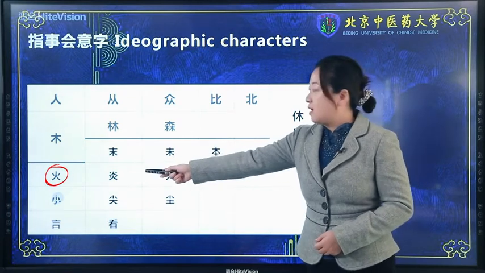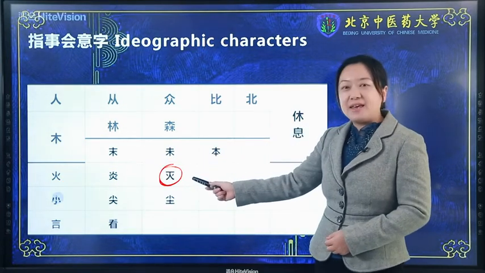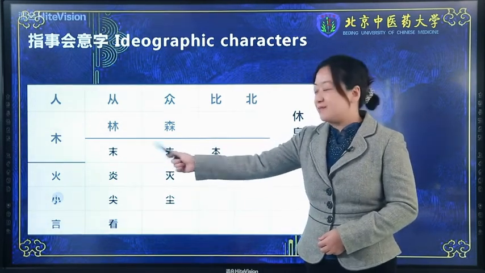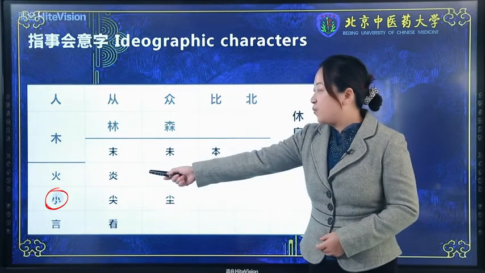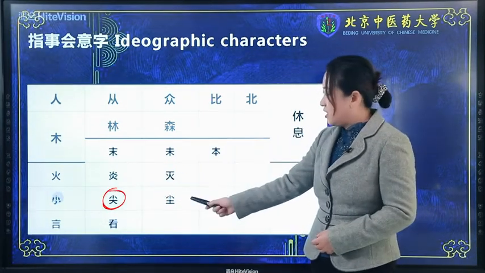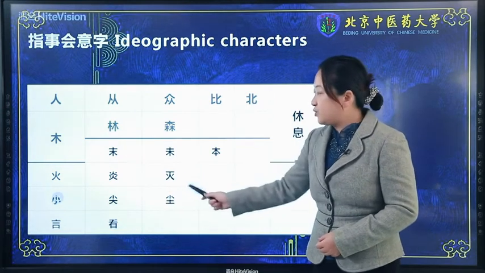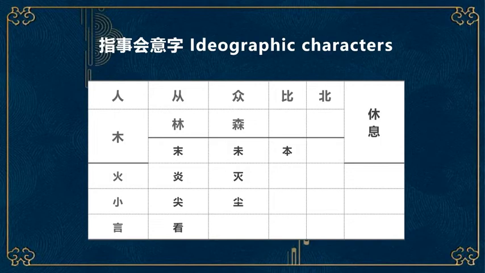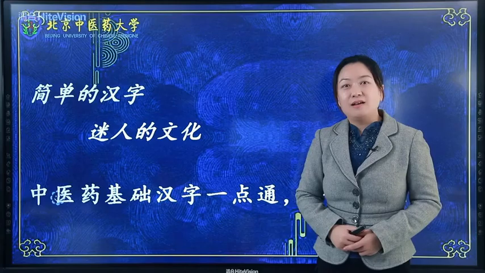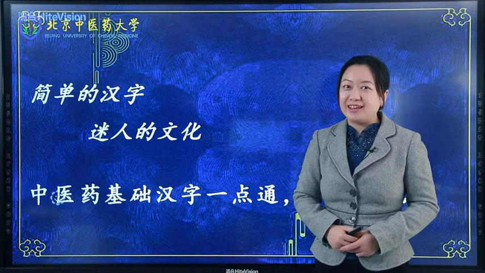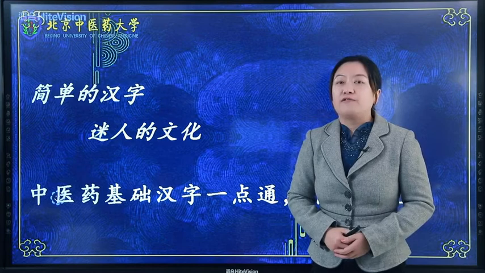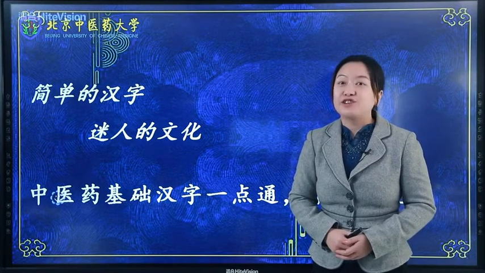火, 炎, 灭. These two come from the basic one, 火. 小, 尖, 尘. These two come from the basic one, 小. And the other two interesting ones, 言 and 看. The ideograph characters we learned today and the pictographs we studied last class are very important parts of other Chinese characters.